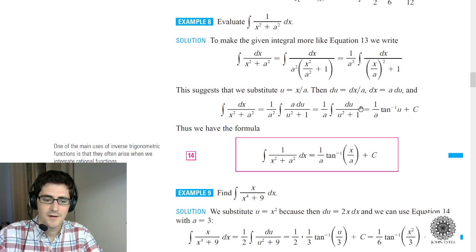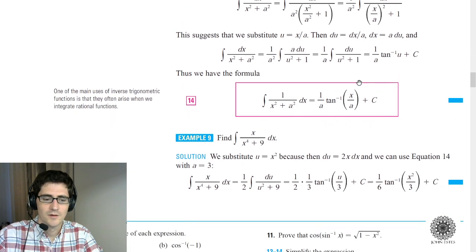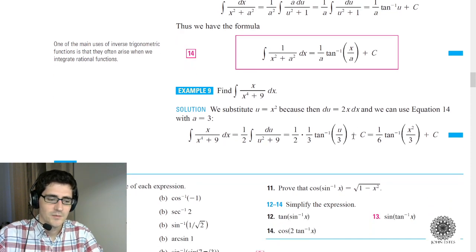Now I'm allowed to integrate that. That's going to be 1 over a arctan u plus constant c. And finally, we get the formula we wanted. We replace u back with x over a. And so the way to integrate 1 over x squared plus a squared dx is like this. Very cool. So let's look at example 9 and let's figure this out.